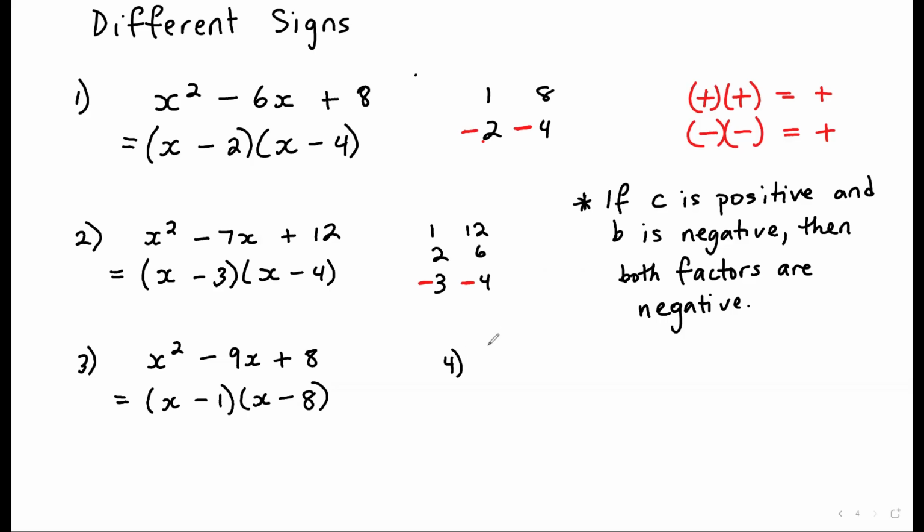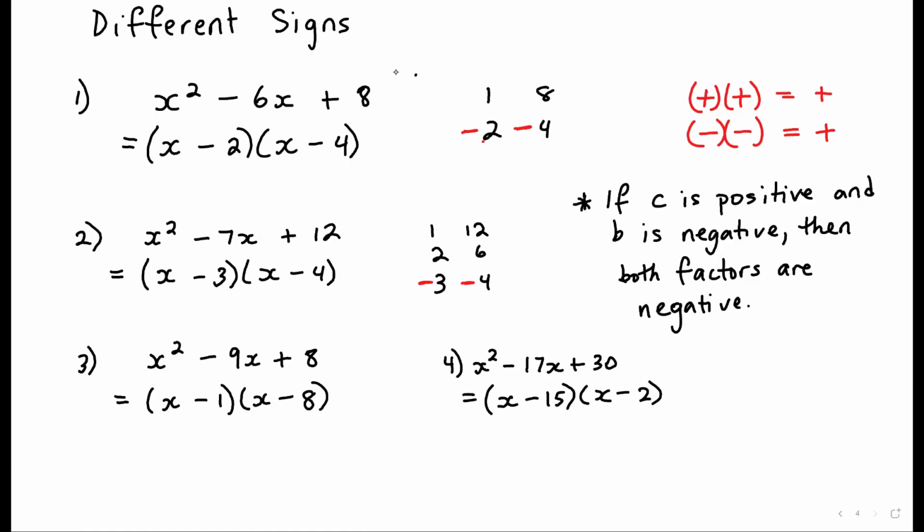Say we have x squared minus 17x plus 30. All right. So again, the C is positive and B is negative. So the two signs have to be negative. So this will end up being x minus 15 by x minus 2, because -15 times -2 is +30 and then -15 minus 2 is -17.